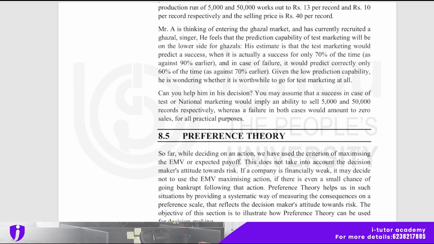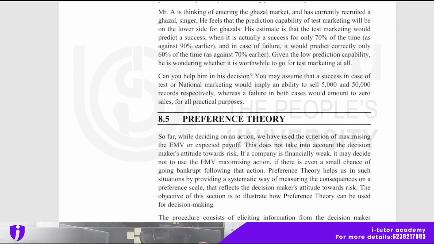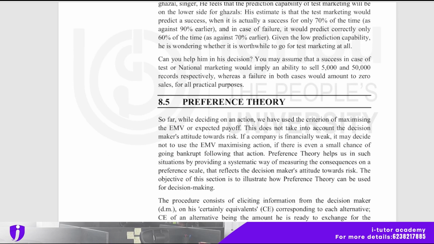So far, while deciding on an action, we have used the criterion of maximizing the EMV or expected payoff. This does not take into account the decision maker's attitude towards risk. If a company is financially weak, it may decide not to use the EMV maximizing action if there is even a small chance of going bankrupt following that action. Preference theory helps us in such situations by providing a systematic way of measuring the consequences on a preference scale that reflects the decision maker's attitude towards risk.